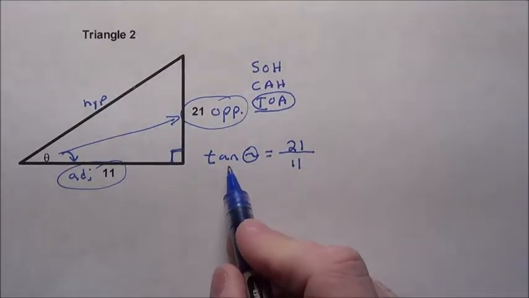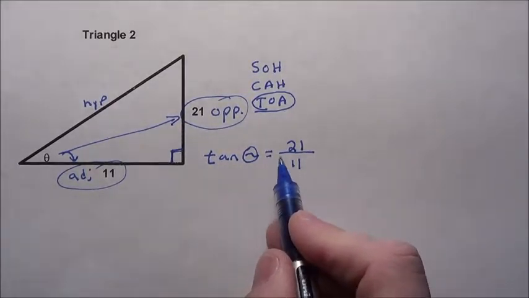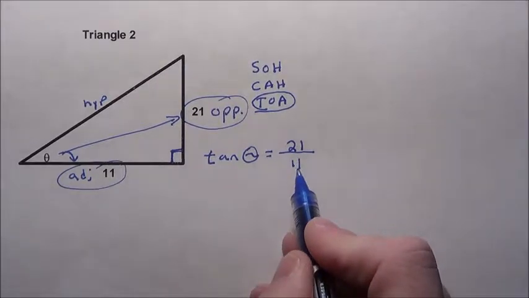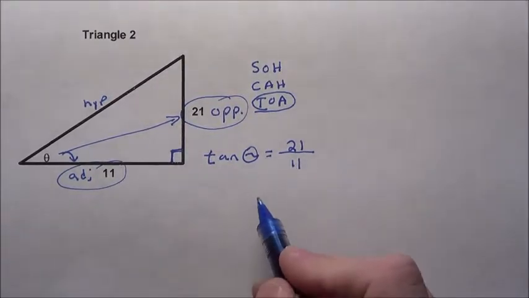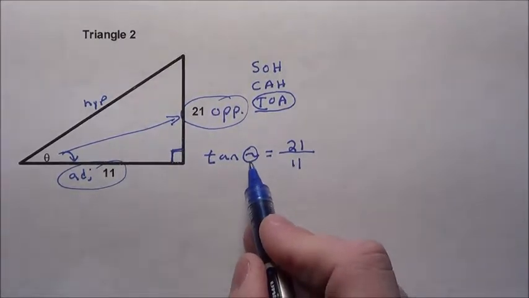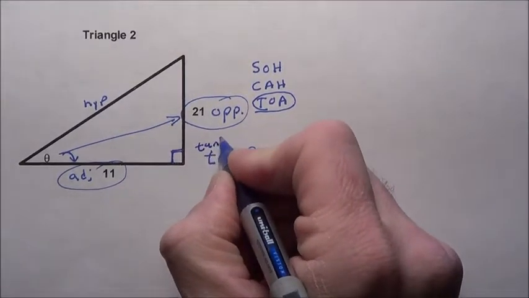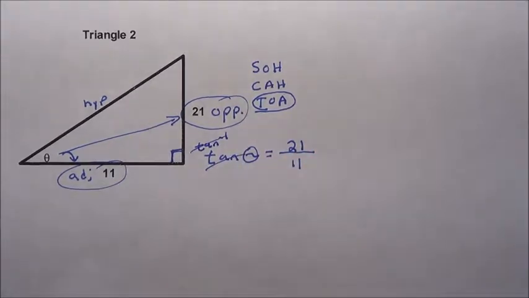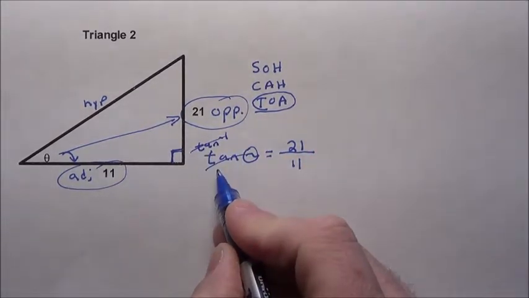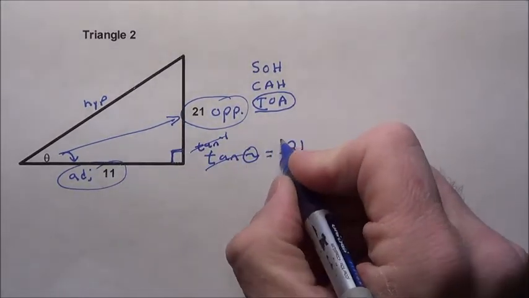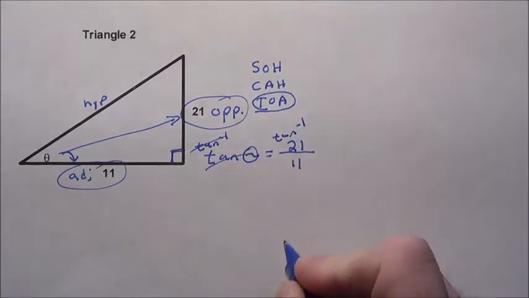Now I could sit here and try to plug in tangent of 50 and see if that's close to whatever 21 divided by 11 is, but that would take all day. How do we get theta by itself? How do we undo the word tangent? You take the inverse tangent, and that simply cancels them out. But if you take the inverse tangent of this side to get rid of them and leave just theta, you've got to take the inverse tangent of this side.